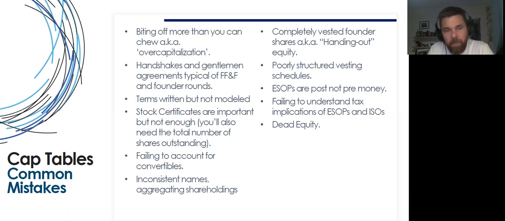The other common mistake is that at the beginning you do handshakes and gentleman agreements. You take money from friends and family, and you don't write any documentation that attests to the money that was put into those businesses. That is also a very big mistake.